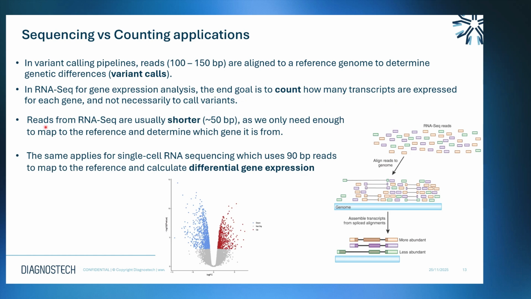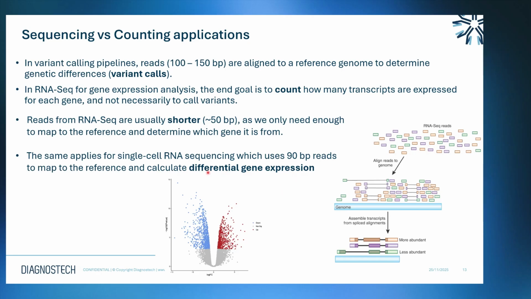So this means that we can use shorter reads. Typically, RNA-seq reads are around 50 to maybe 75 base pairs, because we only need enough read to map to the reference so that we can call what gene was sequenced. We don't need very long reads because we really just need to be able to count. And this also applies to, say, single-cell RNA sequencing, for example, 10x Genomics. They use a 90 base pair read for their transcript read, because again, that's long enough to map to a reference to get an accurate call of what gene it is. And therefore we can count those transcripts, because the end goal here is to calculate differential gene expression and not to map and call variants.